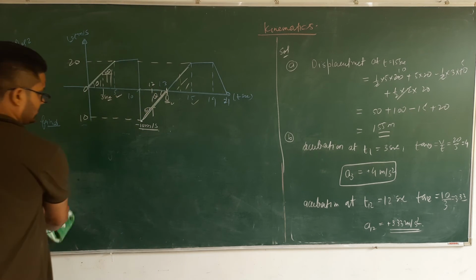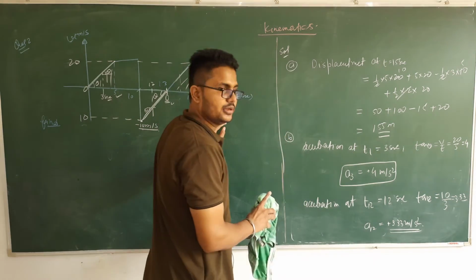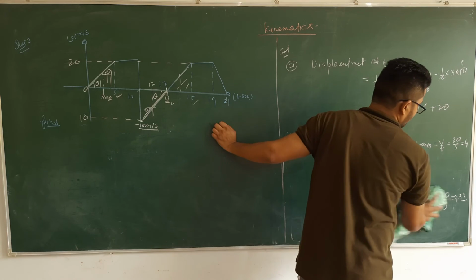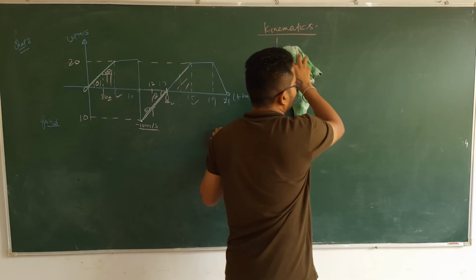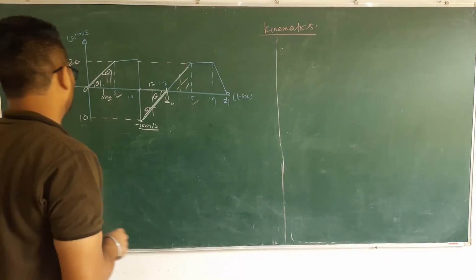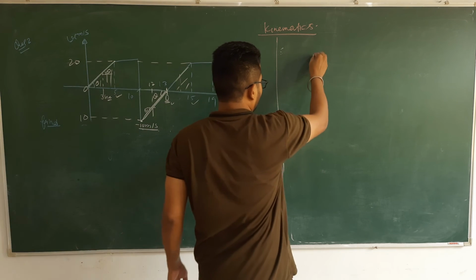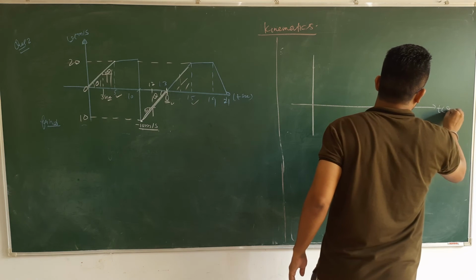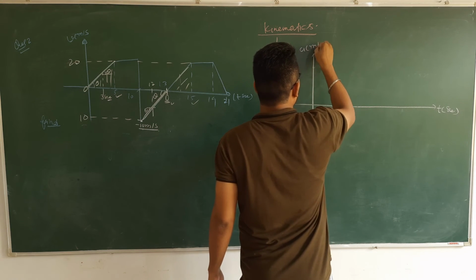Okay beta, rub this one also, note it down, I am rubbing this one. Okay beta, so what is the AT graph? So draw here the AT graph. This is t in seconds, here is acceleration in meter per second square.